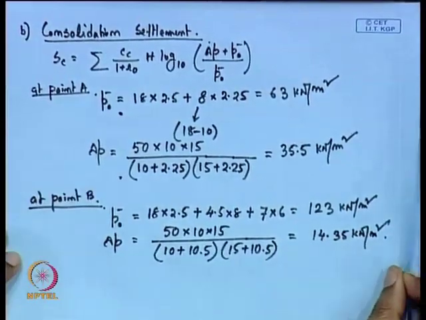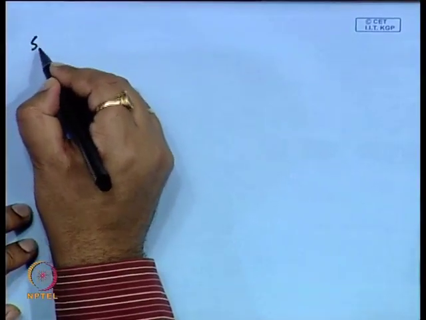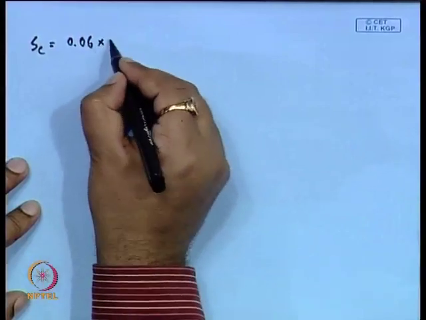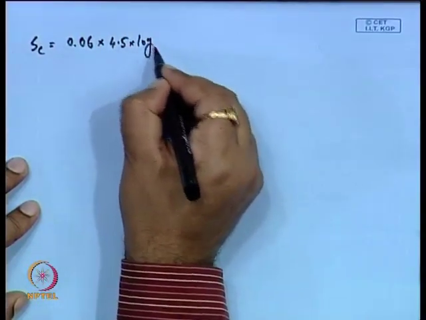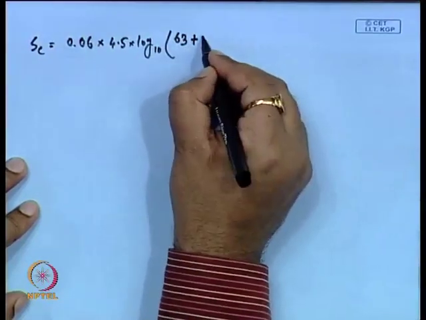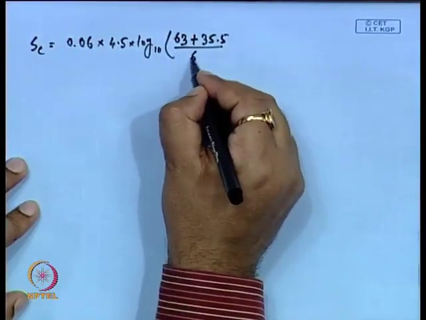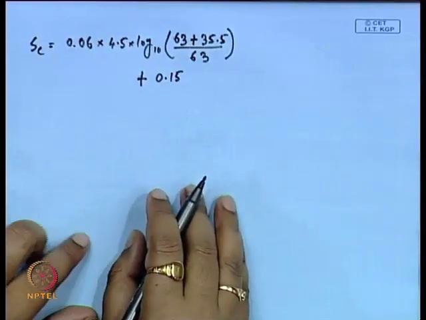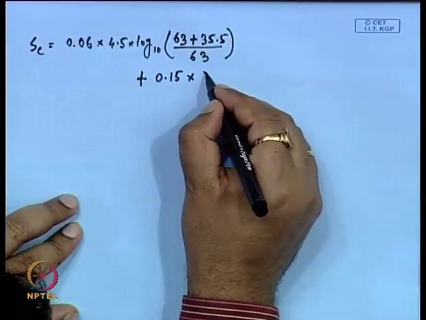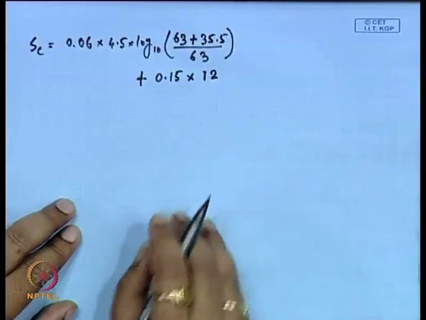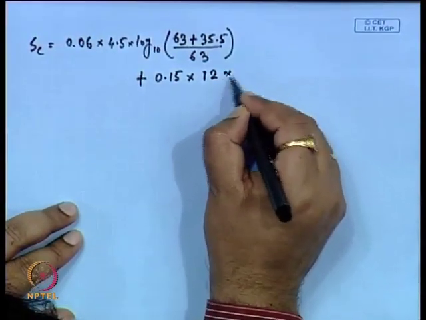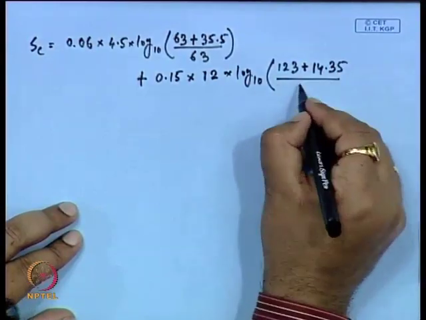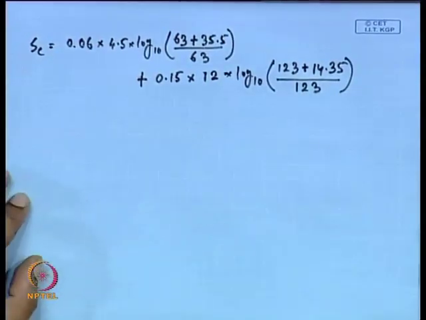Now if we put these values in the consolidation expression, S C will be, for the first layer, C C by 1 plus E 0 is 0.06, thickness is 4.5 meter, into log 10 of (63 plus 35.5) divided by 63, plus for the second layer, C C by 1 plus E 0 is 0.15, thickness is 12 meter, into log 10 of (123 plus 14.35) divided by 123.